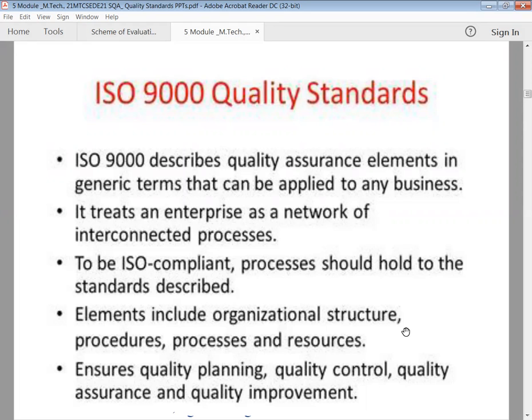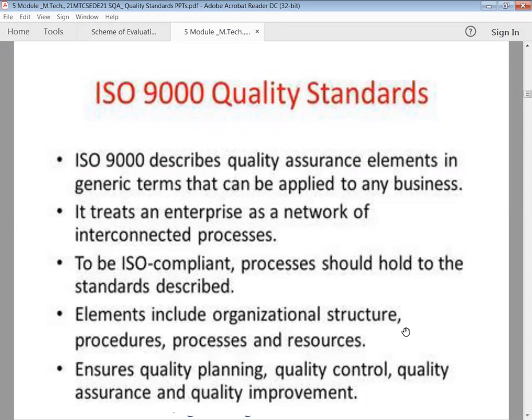So if you are getting the ISO 9000, it means that the products which are manufactured are following some quality during the planning itself, in the initial stage of product development. And once the product is developed, after that, they are going for quality control. So QA, QC will be done.